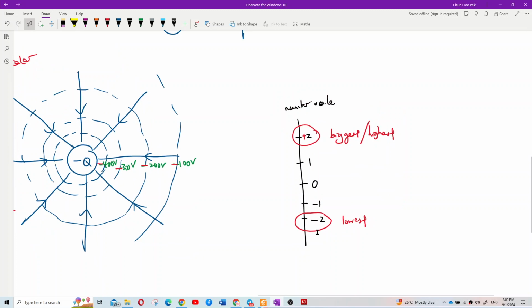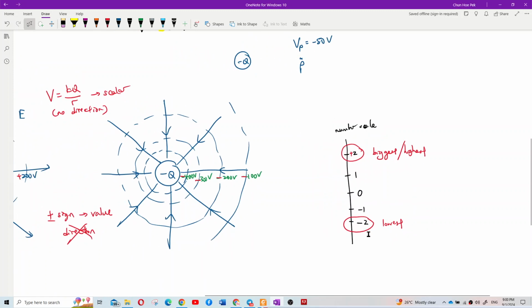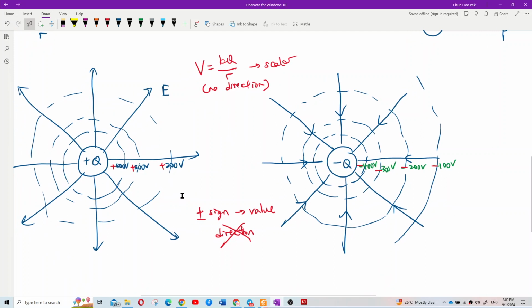So negative can also mean about value. It's never always about direction, isn't it, class? It's always about value. So negative 2 is smaller than positive 2. As simple as that. Now you tell me.